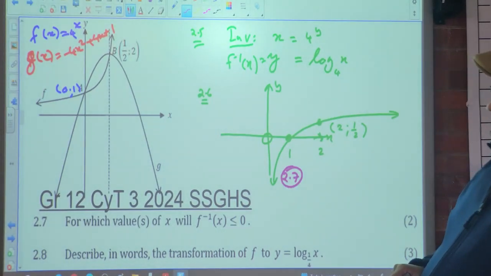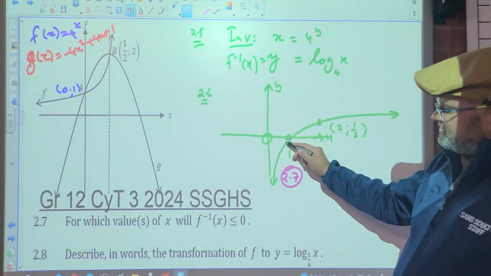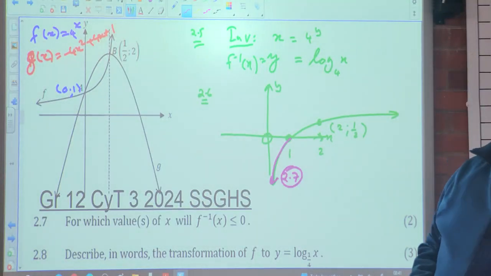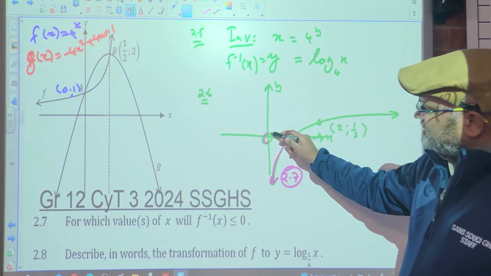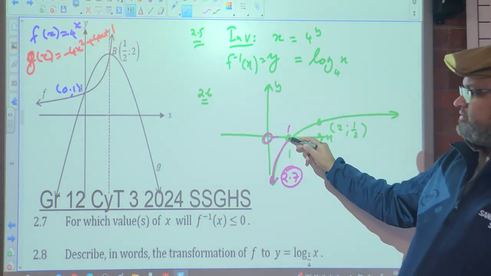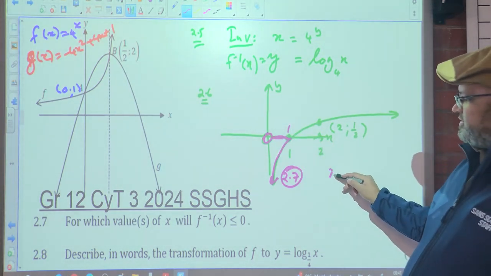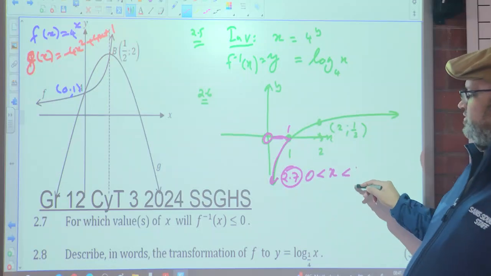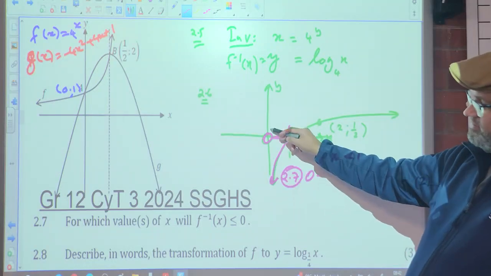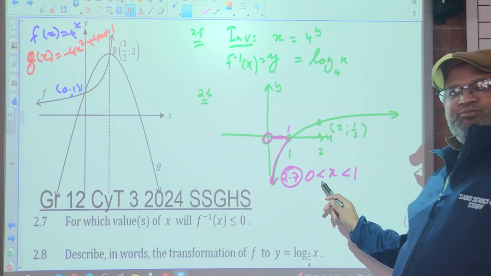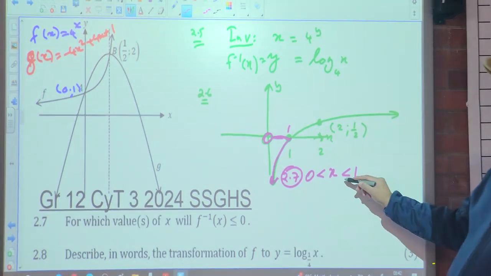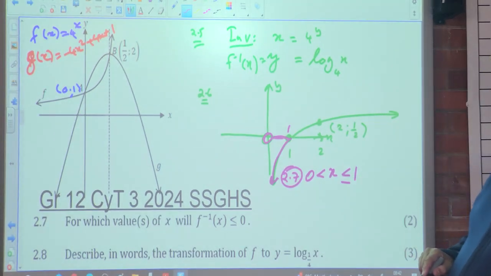Now we are told in 2.7, for which value or values of x will the inverse function be less than or equal to 0? In other words, it's this part of the graph they're referring to. Can you see that? It's from 0 till 1. So we say x must be greater than 0 but less than 1. Can it be equal to 0? No. Why? Asymptote. Can it be equal to 1? Yes. So there we go.